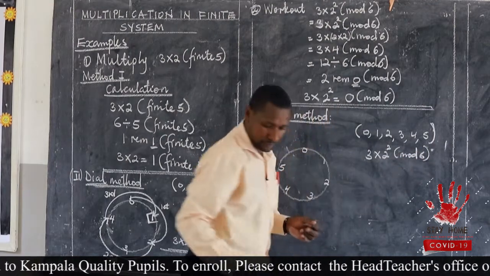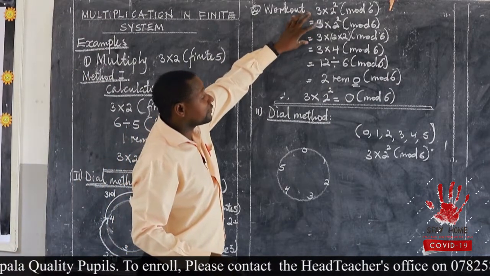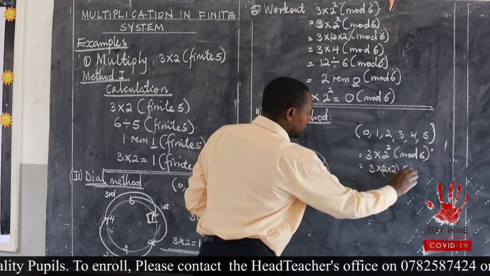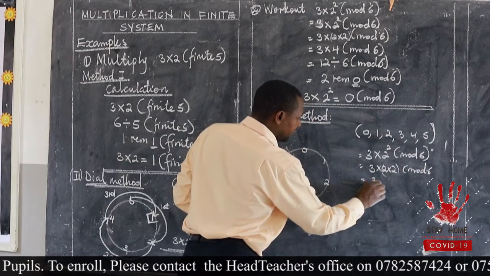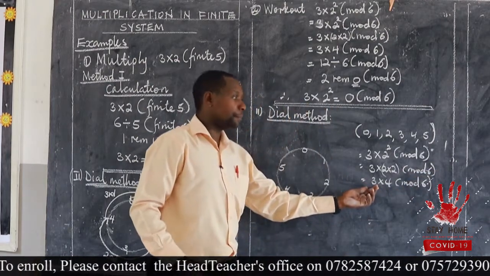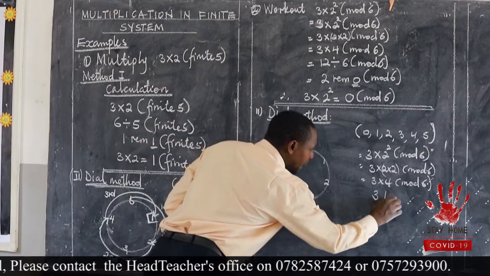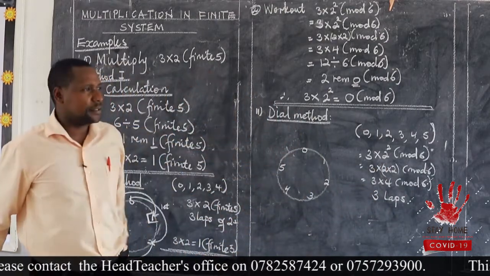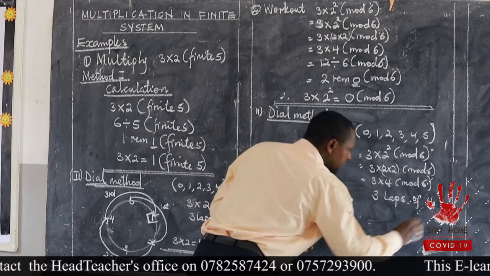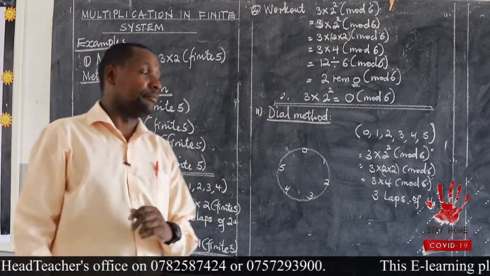I want you to watch carefully. As I did it here, we shall still calculate and say, this is 3 times 2 times 2, mod 6, and this will give us 3 times 4, mod 6. So, our emphasis is here, and we interpret the way I did here. So we shall have 3 laps, as somebody can call them jumps, yes? But these laps, each of them should be of 4s. Make sure there are 3 laps, but each lap has 4 of them.